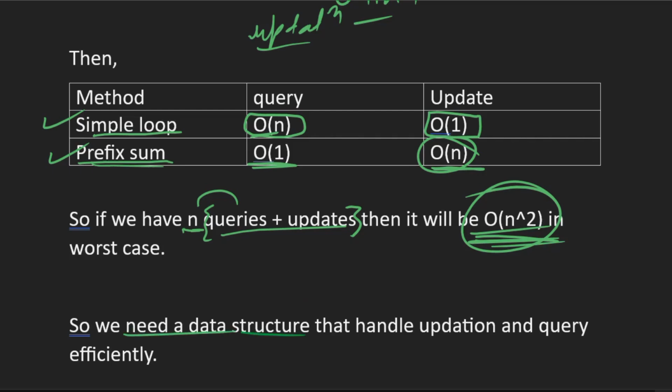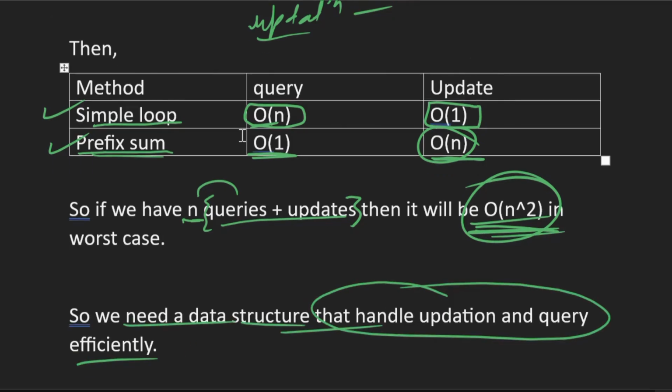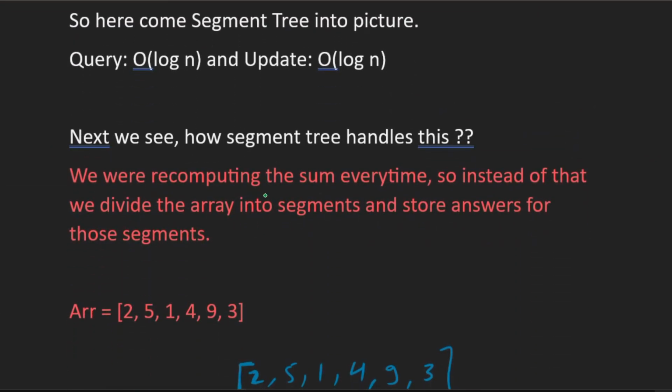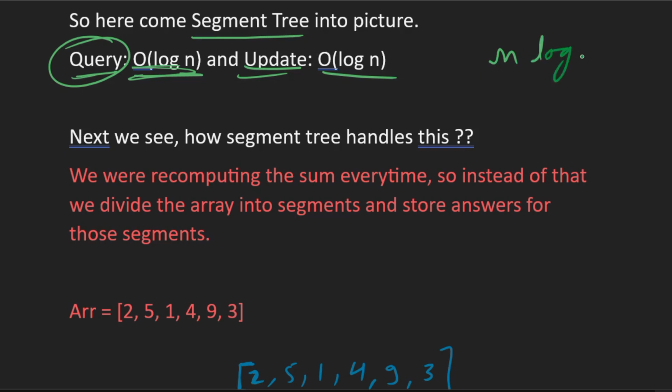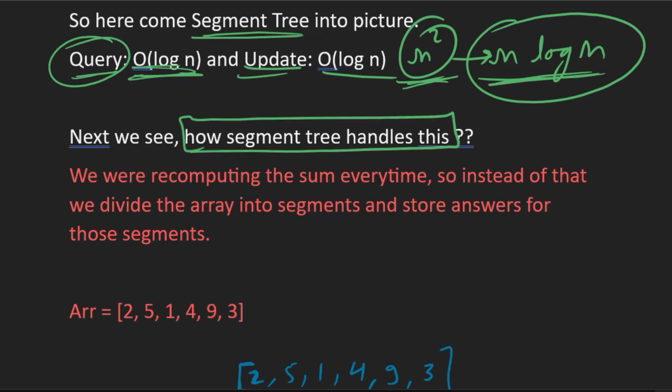So basically we need a data structure which will handle updation and query efficiently. For this we use the segment tree. Segment tree helps us to query in log n time, and updation also takes place in log n time. So if we have n queries and updations, our time complexity will be n log n, which earlier was n square. So using segment tree we can reduce the time complexity from n square to n log n.